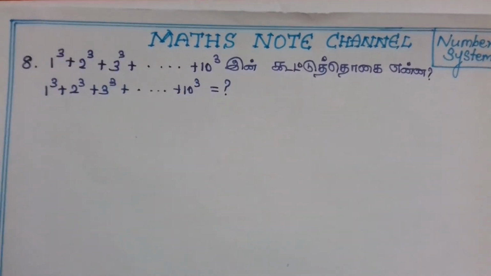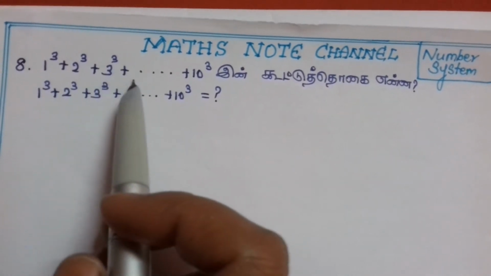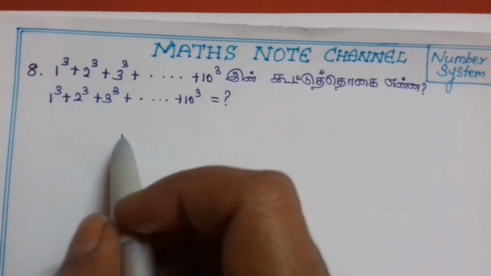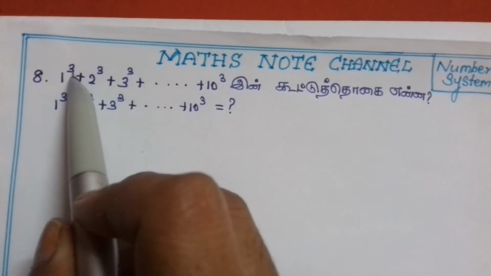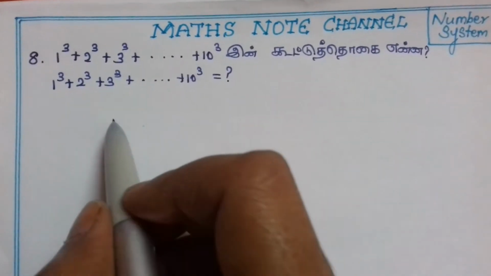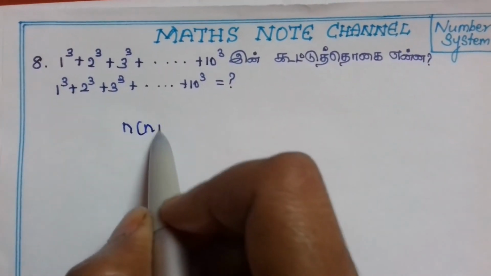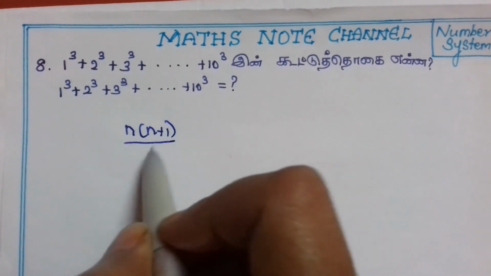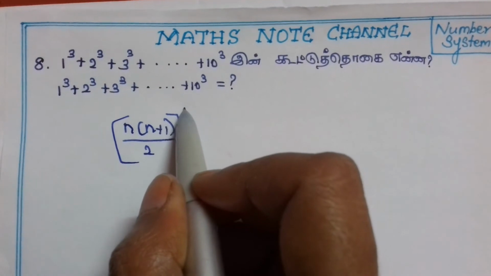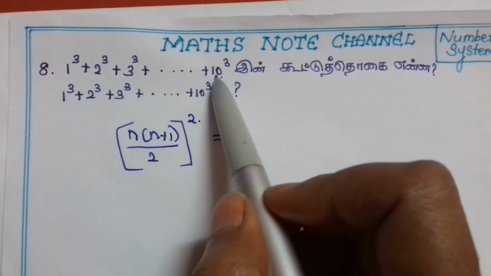Next problem, also number system: 1 cube plus 2 cube plus 3 cube plus etc. plus 10 cube. You see here this series is a cubic series. So this has a formula: (n into (n plus 1) divided by 2) whole square.